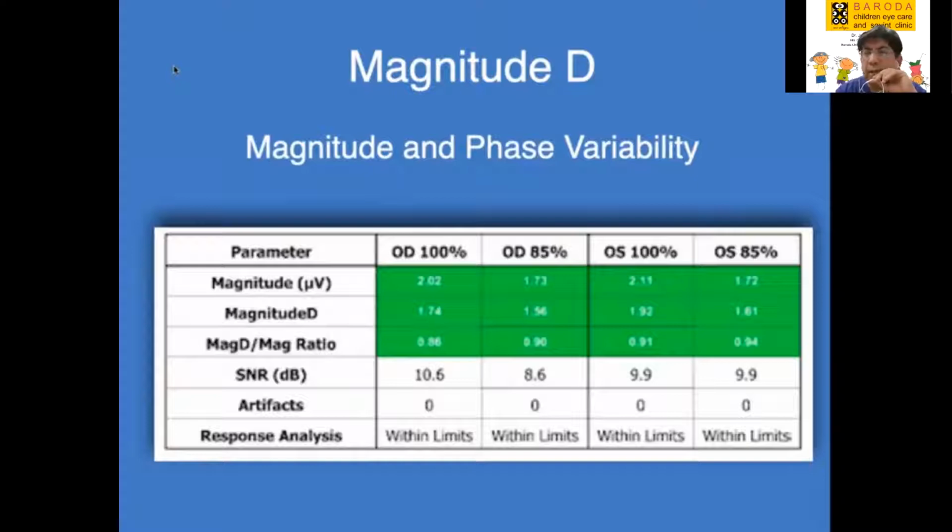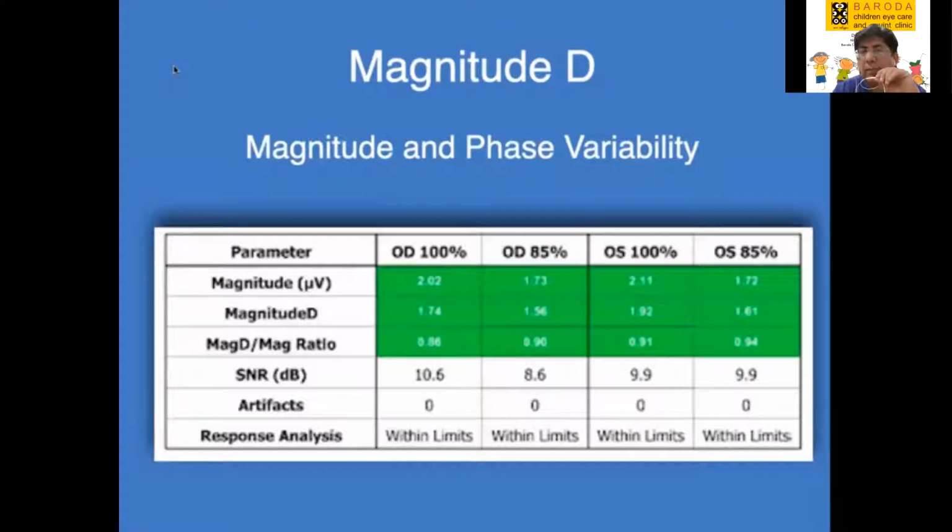So what checkerboard size is used in this machine? By default, it is 16 degree checkerboard size. 16 degree. And magnitude D, is it the standard deviation, or how do we interpret magnitude D? Because the magnitude says 2 and magnitude D is 1.74. So what does that tell us?